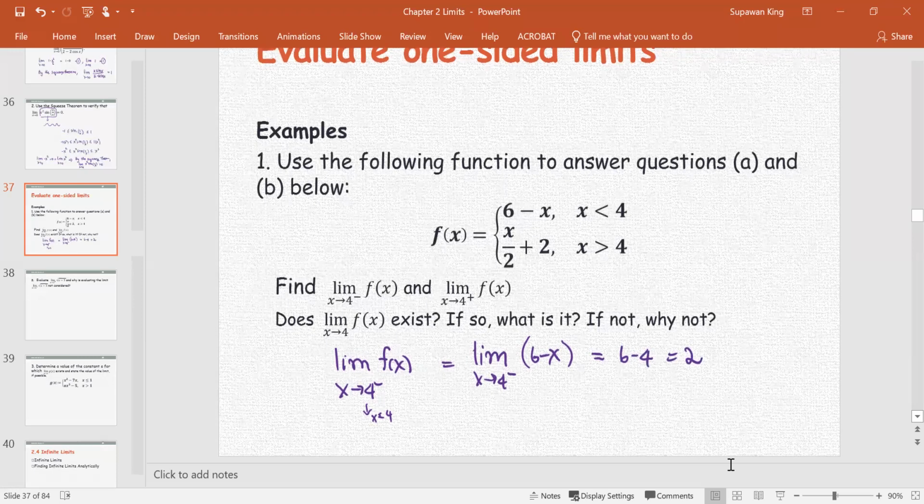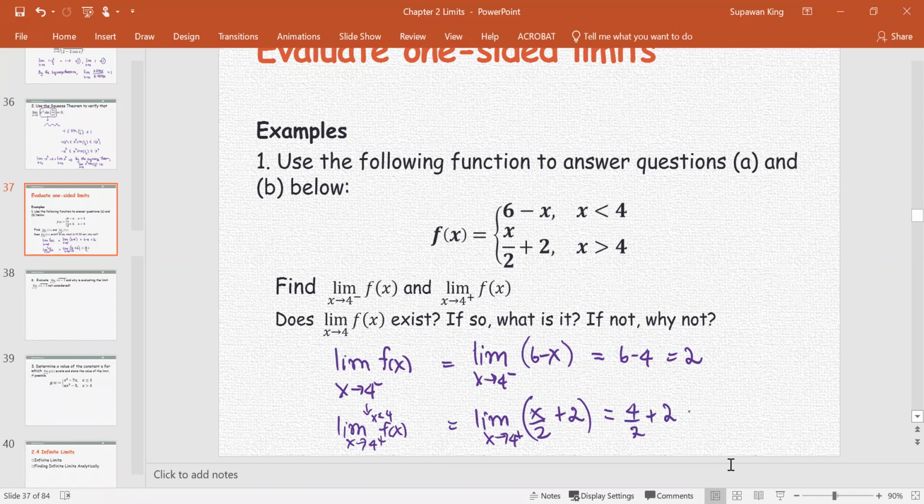For the second one, the limit of f(x) as x approaches 4 positive, or coming from the right side, where x is greater than 4, we can use the function x over 2 plus 2 as x approaches 4 positive. Again, this is a polynomial function. We can use direct substitution to get 4 over 2 plus 2, or 2 plus 2, or 4. And these two limits, the left-sided limit and the right-sided limit, are not the same. Therefore, the two-sided limit, the limit of f(x) as x approaches 4, does not exist.